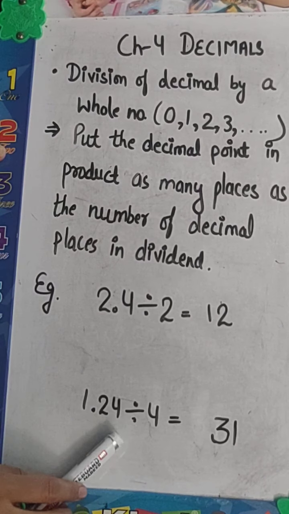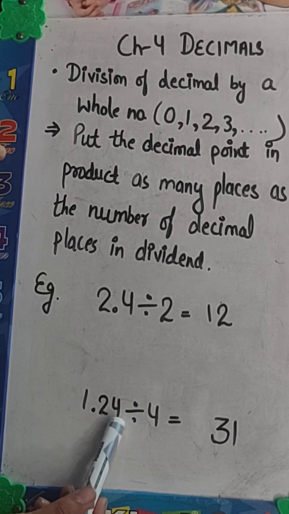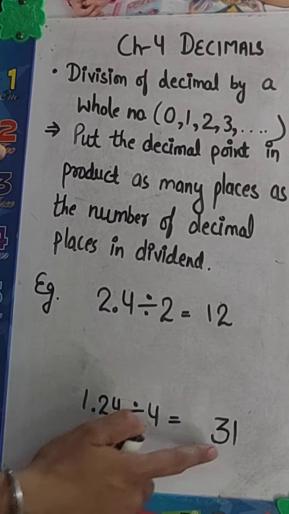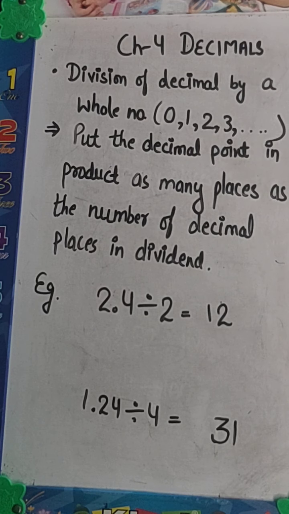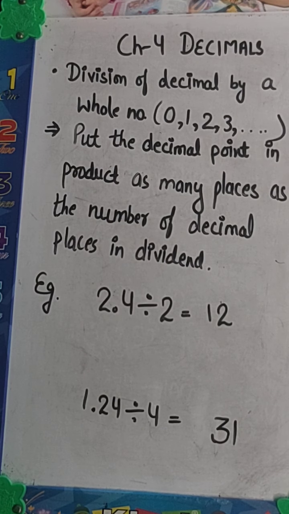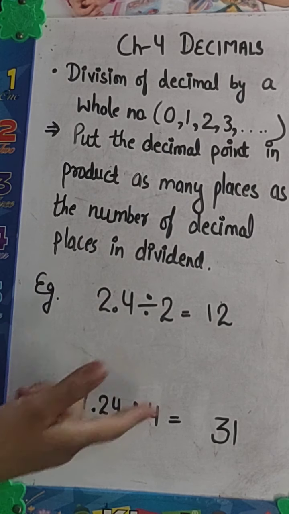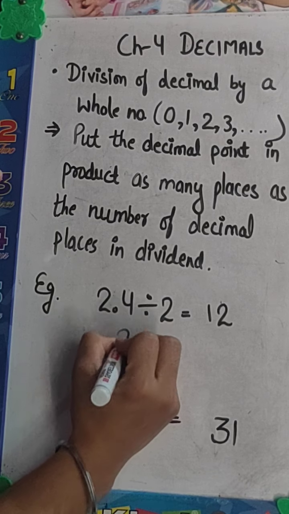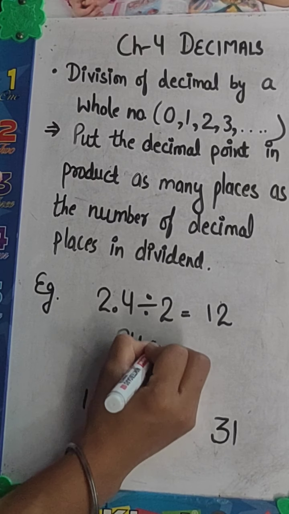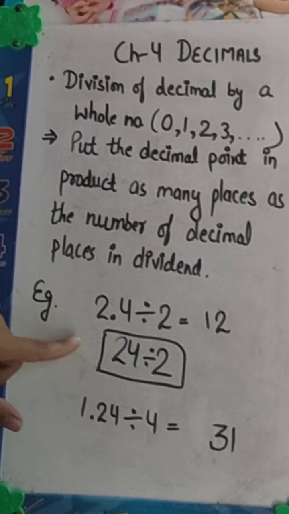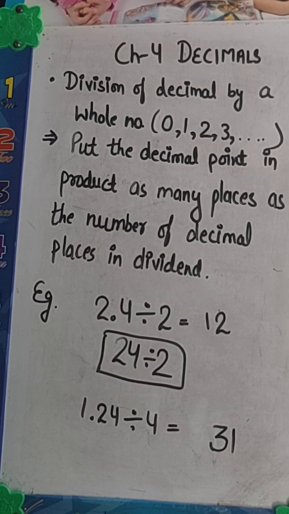In this case, as you can see, in the dividend you have the decimal before the two digits. So in the product also you have to put the decimal before the two digits. Supposedly, if I have to divide 2.4 by 2, for doing the division, firstly you have to suppose that the decimal is not there. If the decimal is not there, you will divide it like this: 24 divided by 2.